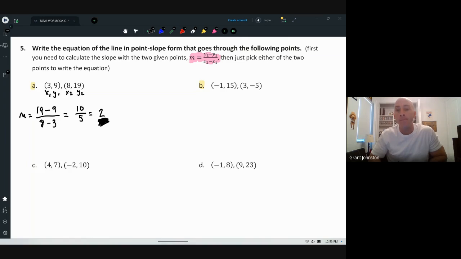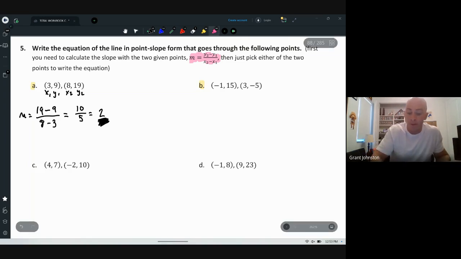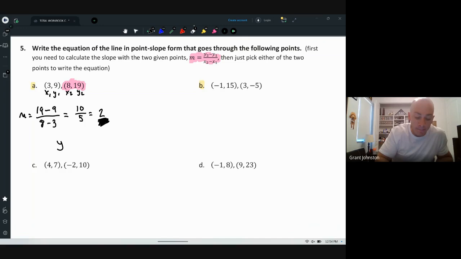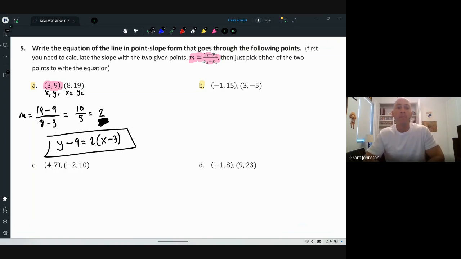And then I have either point to pick from. So I can use either of these points. Let me just pick one. I'm going to use the 8, 19. Why not? So y minus, you know what? I'm going to use the 3, 9 because it's kind of already labeled with the x1, y1. I guess it doesn't matter. So I'm going to do y minus 9 equals, my slope is 2, x minus 3. And again, I could have used the 8, 19. I could have done y minus 19 equals 2, x minus 8. I could have used the other point. It doesn't matter. So let me just do b.